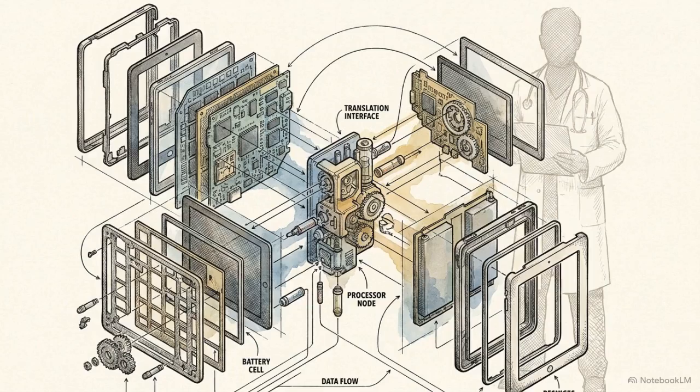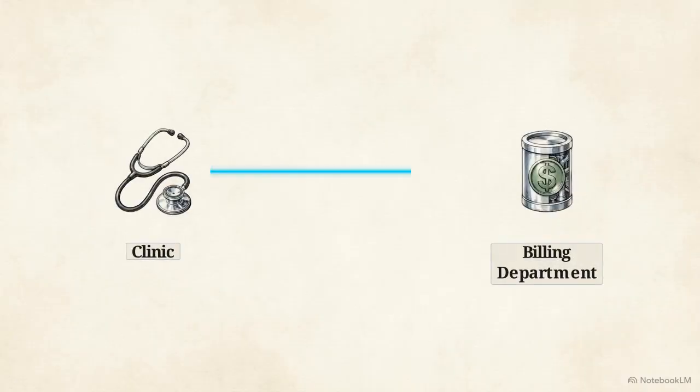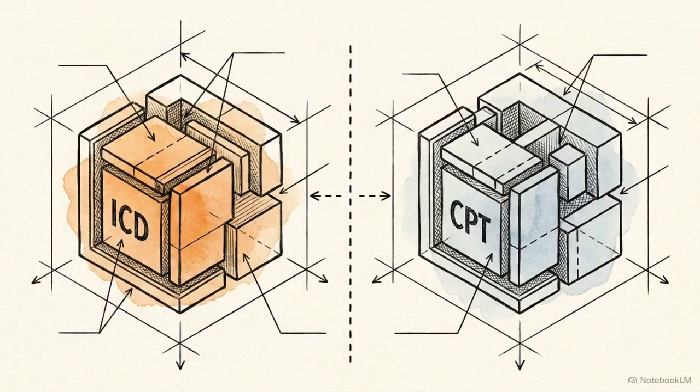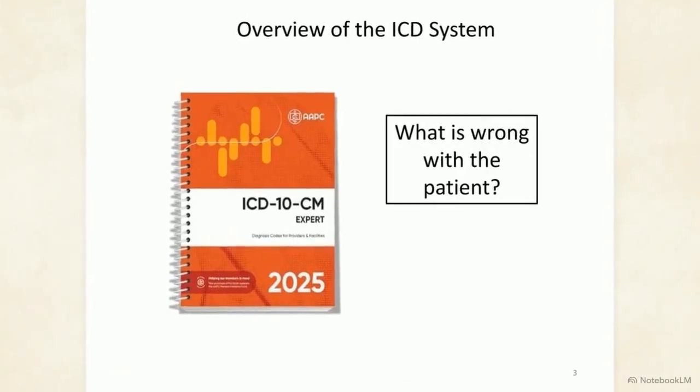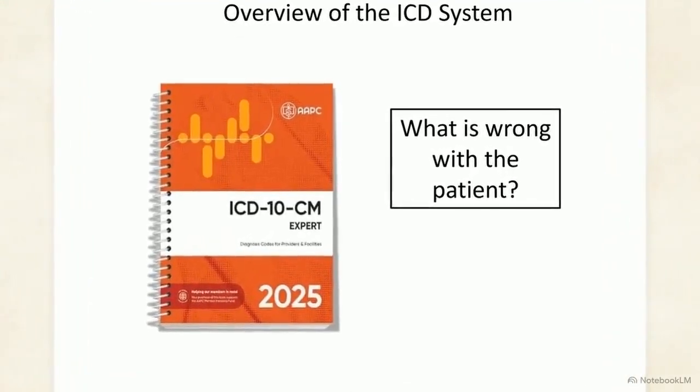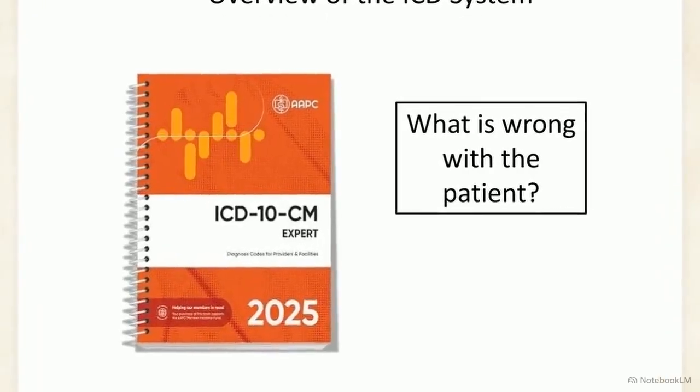This translation happens through the electronic health record, or EHR, vocabulary. It serves as the necessary bridge connecting the fast-paced reality of the clinic to the precise mathematical demands of the billing department. The first core pillar of this vocabulary is the International Classification of Diseases, commonly known as ICD. Simply put, an ICD code answers a single foundational question: what exactly is the patient's problem?